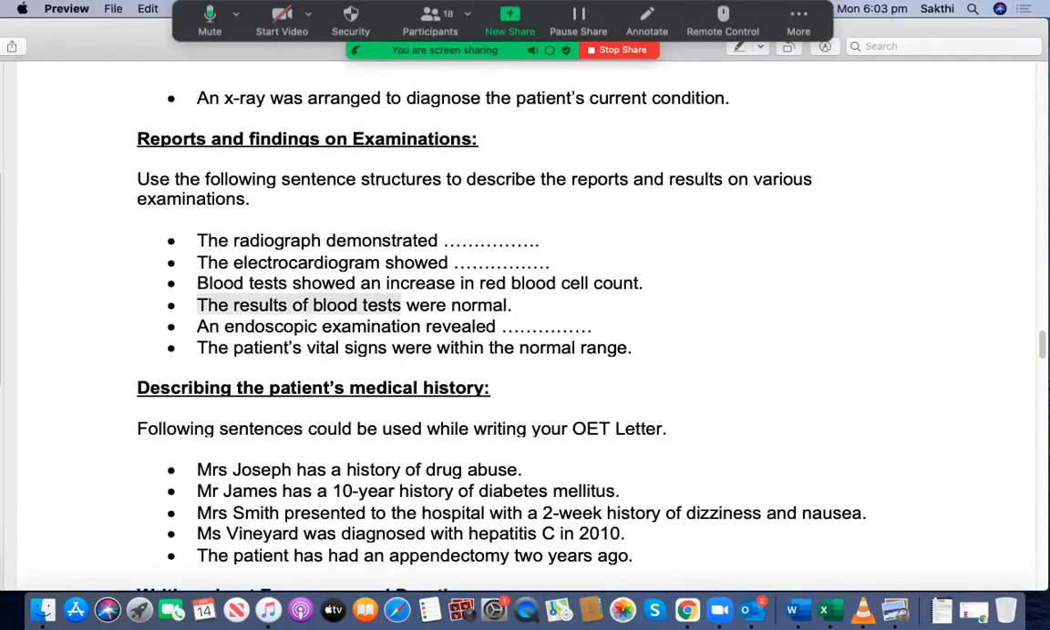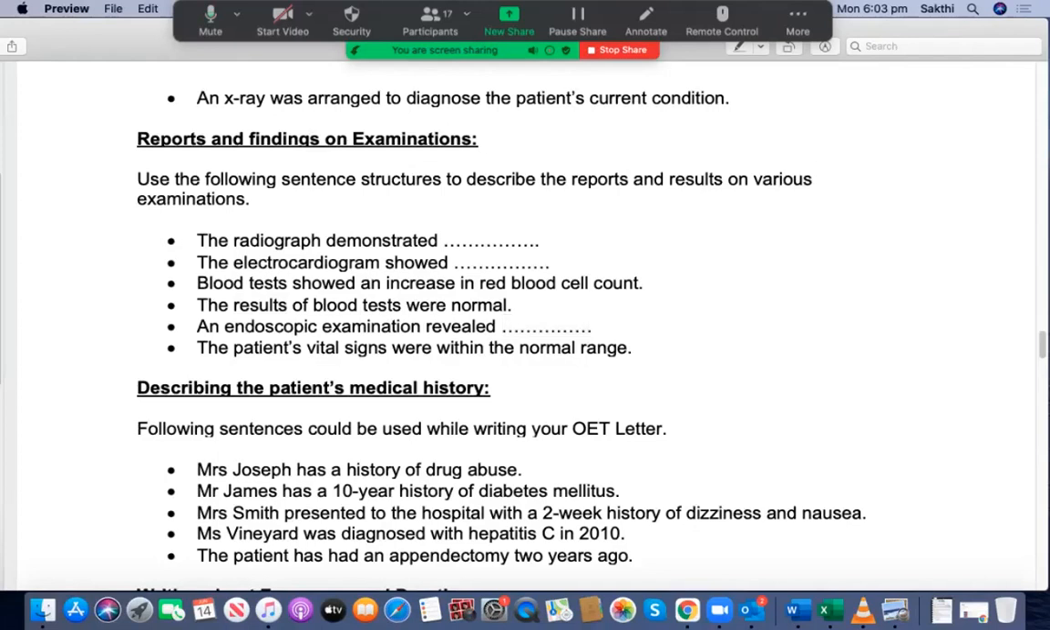All right. And see this one. The results of blood tests were normal. We have used the verbs and nouns correctly in this case. We used the plural verb "were" because the subject is "the results," which is a plural noun as well. So "were" goes with plural nouns. That's correct. Good. An endoscopic examination revealed maybe a condition or so. It can be anything.